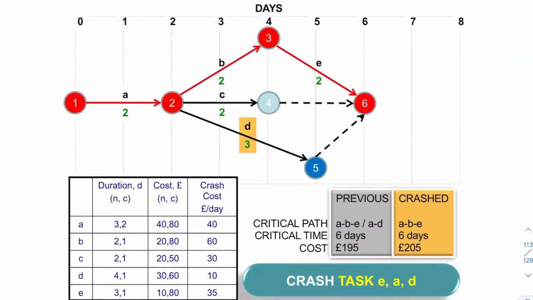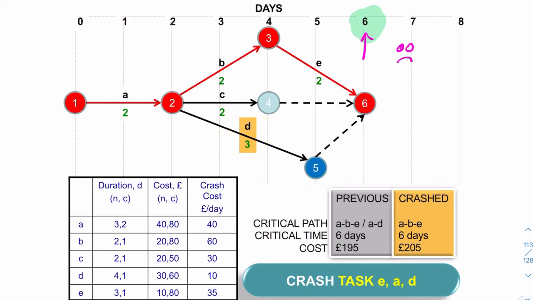So this is the result of now crashing D. D, we've reduced it from 4 days down to 3 days. And that 3 days has cost us £10. So £195 has gone up to £205. But that hasn't changed the duration of the project, has it? The project is still 6 days. So crashing D on its own hasn't helped.